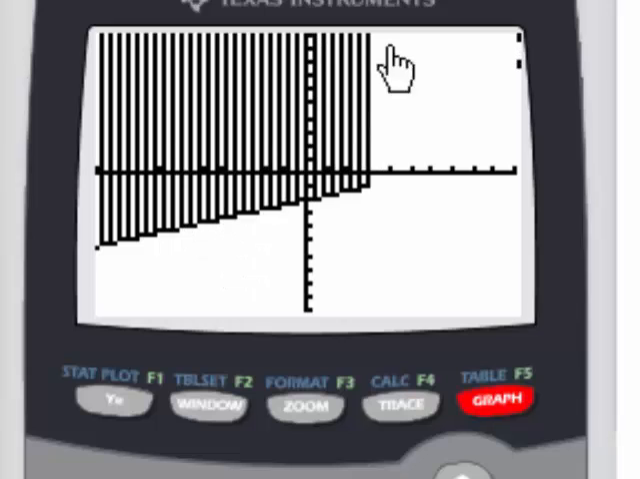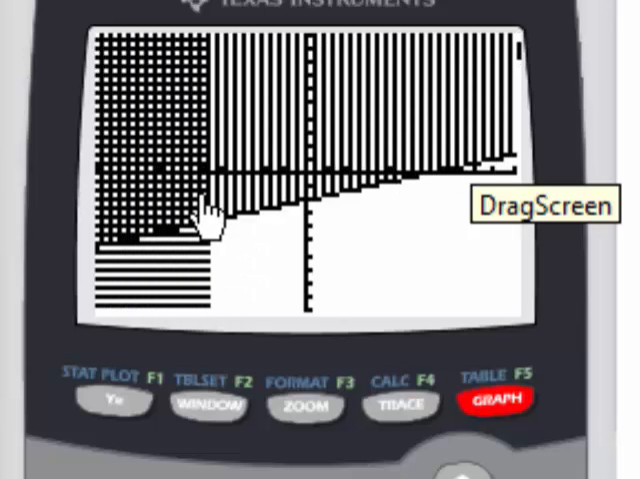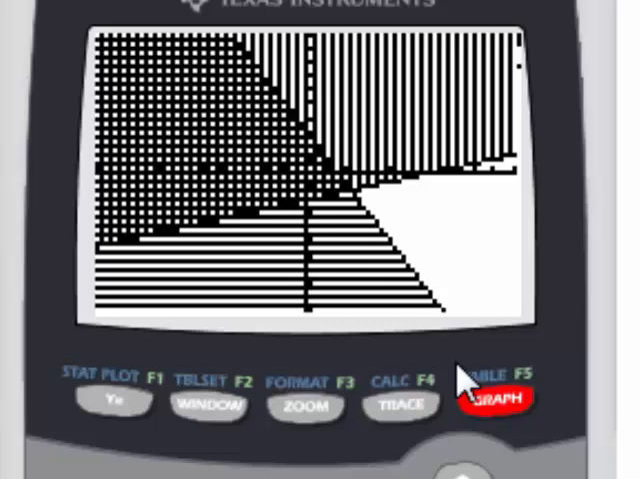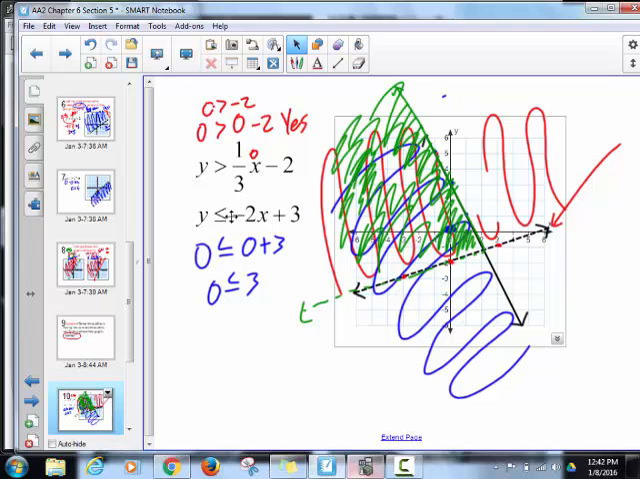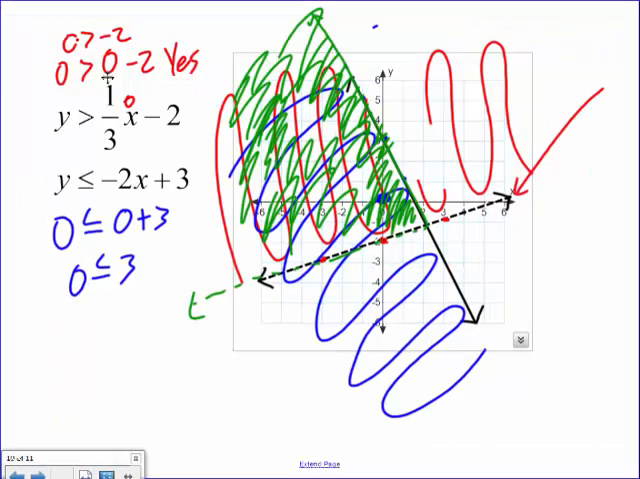So the first one shaded above. Second one shaded below. And there's their intersection right there. So you can check your answer on your calculator just like this. Well, sort of. You still have to test a point to figure out whether you shade above or below. But that's kind of cool that your calculator will actually do that. Okay, but just pay attention to whether it's dashed or solid as well.